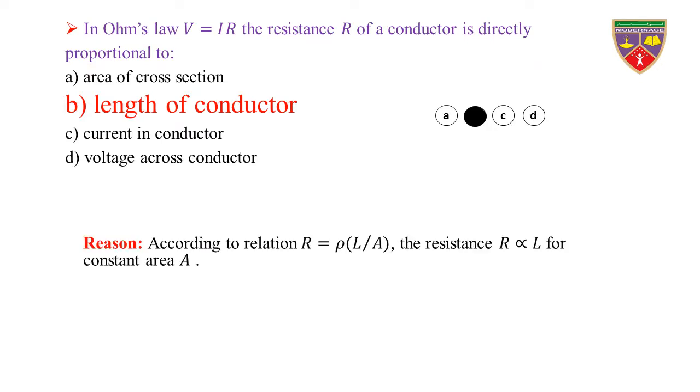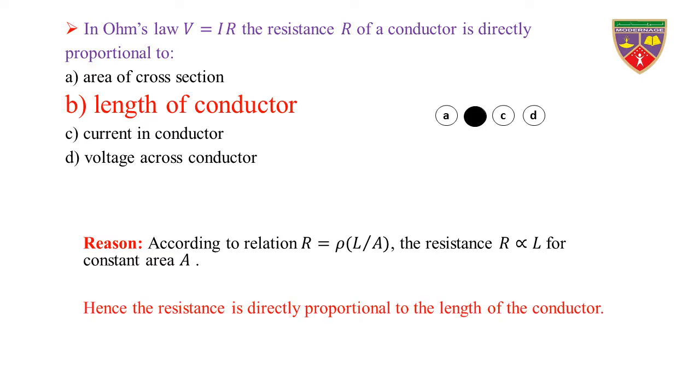Reason: according to the relation R is equal to rho into L divided by A, where rho is the resistivity of the conductor, L is the length of the conductor, and A is the area of cross section of the conductor. The resistance R is directly proportional to the length L for constant area of cross section A. Hence, the resistance is directly proportional to the length of the conductor.